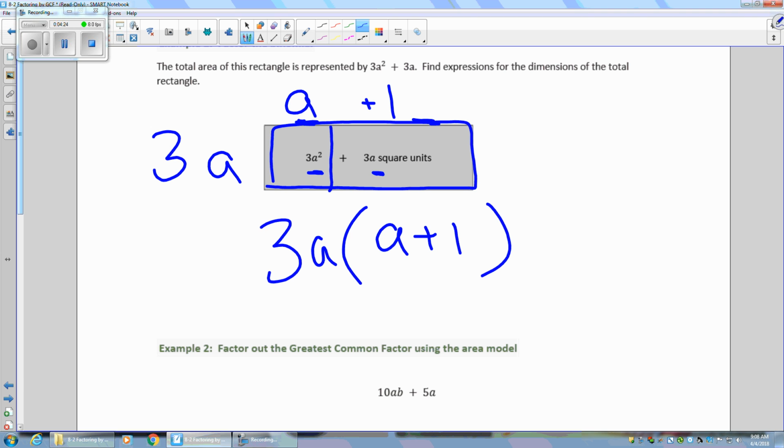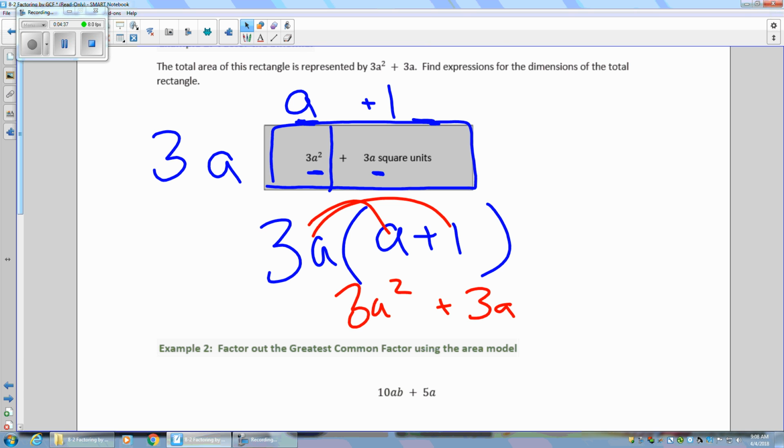And if you want to check it, you could. The way you would check it is just distribute it out. 3a times a is 3a squared, like we said, and 3a times 1 is plus 3a. Let's try this one down here now.